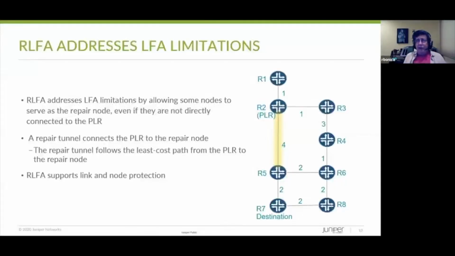Well, RLFA addresses LFA limitations by allowing some nodes to serve as repair nodes, even if they're not directly connected to the PLR. So what does that mean? In LFA, the only possible repair node was R3. Now, other nodes can serve as the repair node, but you need to build a tunnel from the PLR to the repair node. And that tunnel will follow the pre-convergence least cost path from the PLR to the repair node.